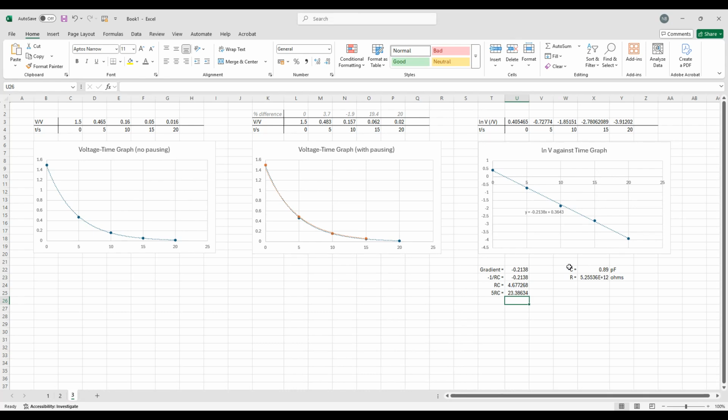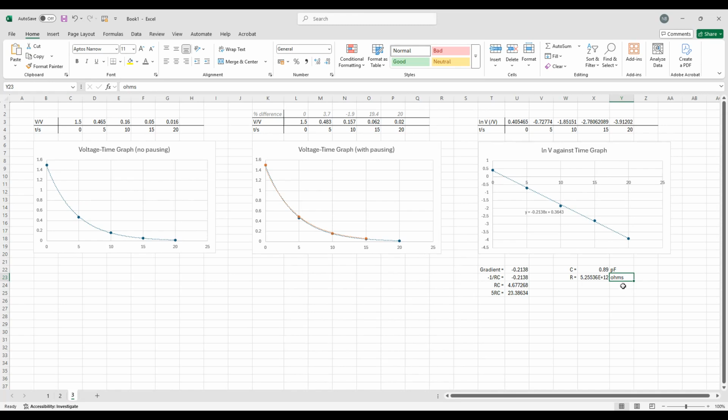On the simulation, the value for capacitance was 0.89 picofarads, which is rather small. If we then take 4.677268 and divide that by our capacitance, then we get a value for resistance, which is an extremely large number of ohms. In fact, it's approximately 5.3 teraohms, which is a little unreasonable. You wouldn't really get that in a normal investigation, but this is just a simulation.